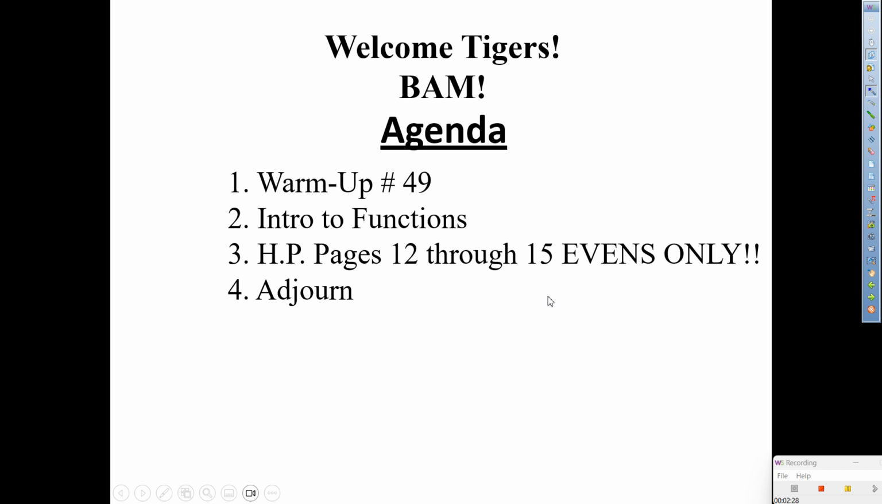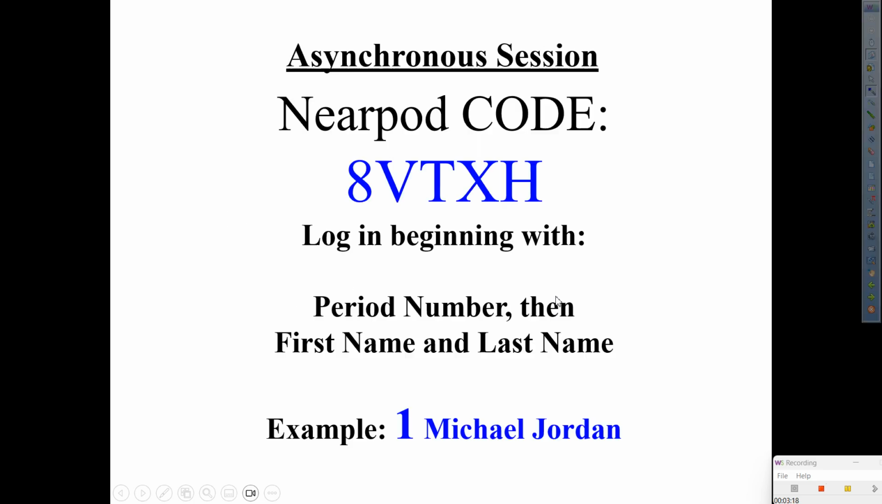So, here's a new code, 8VTXH. 8VTXH. So I'm going to pause the video right now, and here in class, I'm going to ask you to log out of Nearpod, log in with that code, and see if the code works so you can see the home play.